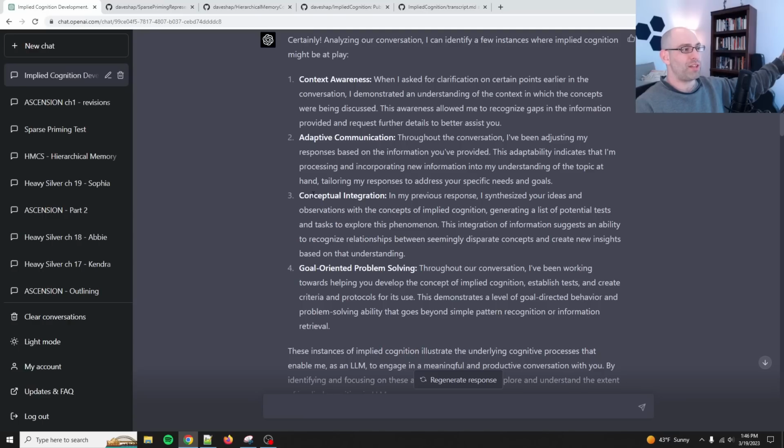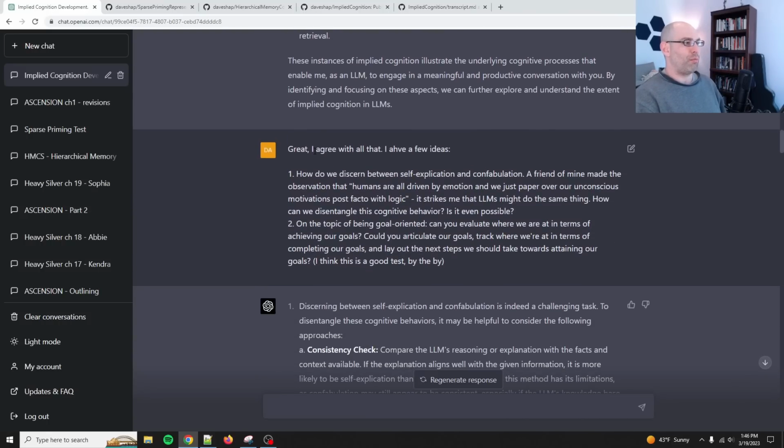Conceptual integration. So this is probably one of these last two is the most important because not only was it able to really quickly understand the concept of SPR and implied cognition, it was then able to use it and synthesize more and build on it. So the ability to use novel information is the essence of fluid intelligence, which up until now only humans have been capable of. So just the fact that it is able to recognize novel information and use it this quickly implies a lot.